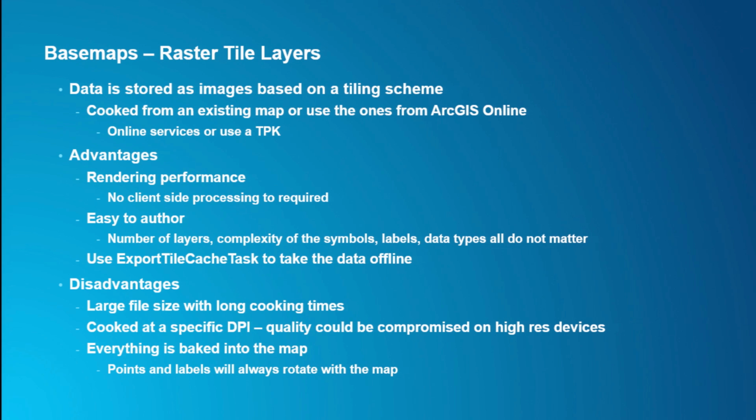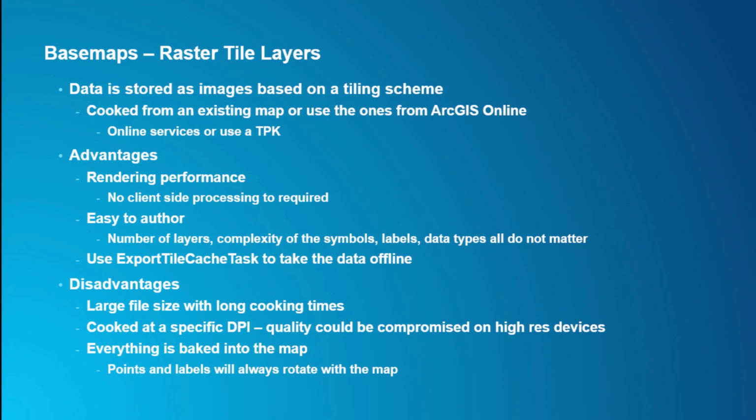The downfalls of raster tile layers is they're pretty big, right? Lots and lots of images can get pretty huge. Some of our online services, I think, are terabytes in size. And they're cooked at a specific DPI. This is kind of important, right? Because most of them, our online services, are at 96 DPI. They look great on my Windows desktop here, but if I've got my iPhone, 96 DPI could get kind of blurry. So they might not be the best choice if you need like a really, really pretty detailed base map.